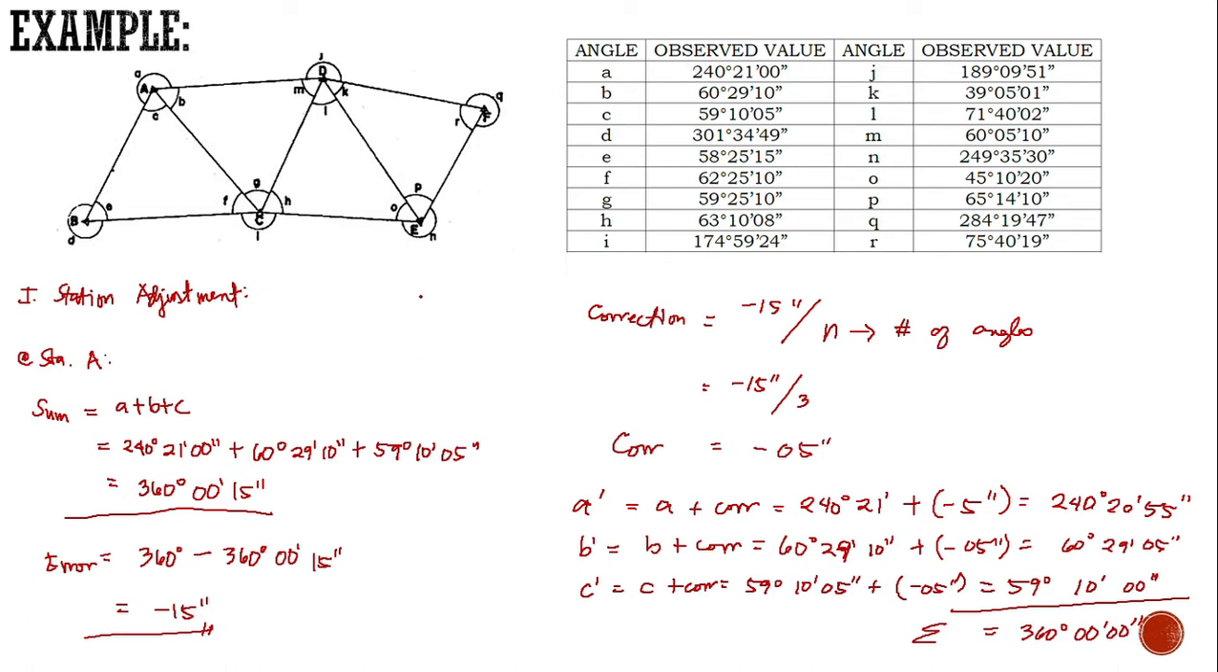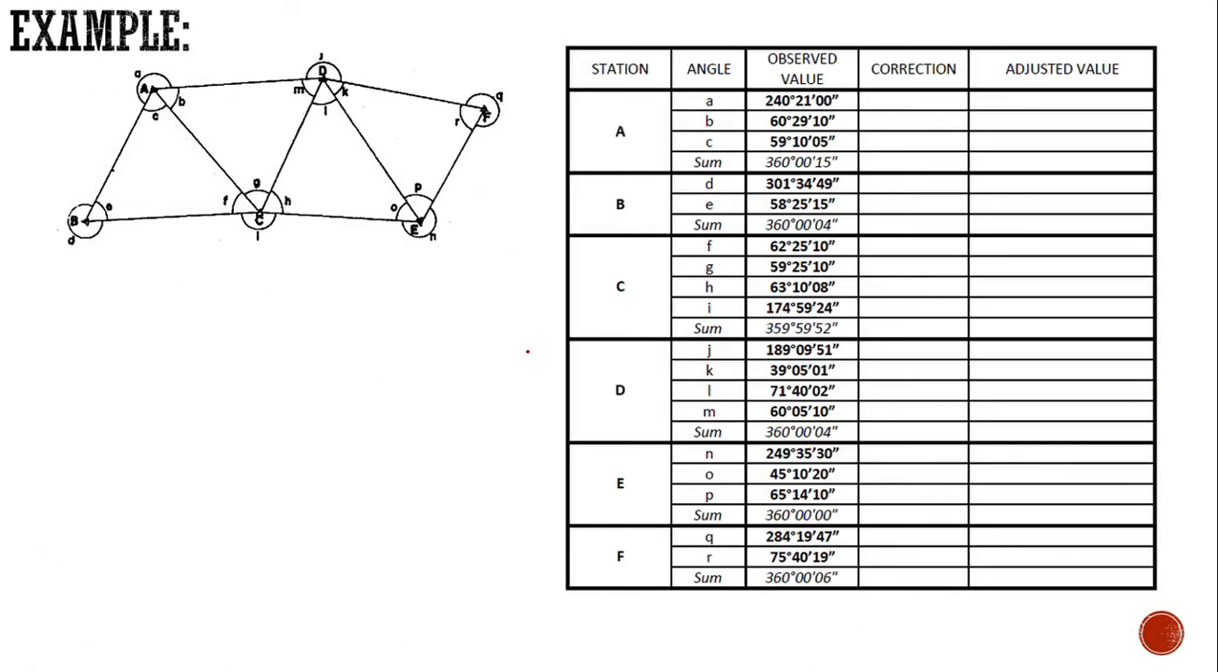You just have to follow the same solution until you reach station F. You can also tabulate your solution in this format. For our station A, you can put the correction. Since we already solved the corrections for station A, we can just input it here. The correction is negative 5 seconds, so simply input negative 5 seconds in your table.